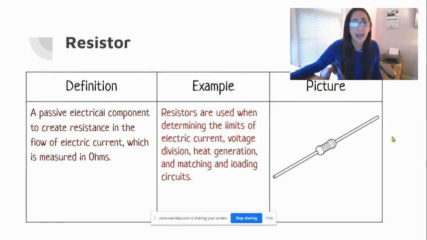A resistor is a passive electrical component that creates resistance in the flow of electric current. Resistance is measured in ohms. That is the SI unit. Now, a resistor could be any device that uses electricity. As you saw in the PhET simulation that you performed, a light bulb could be a resistor. A TV could be a resistor. Your computer acts as a resistor.